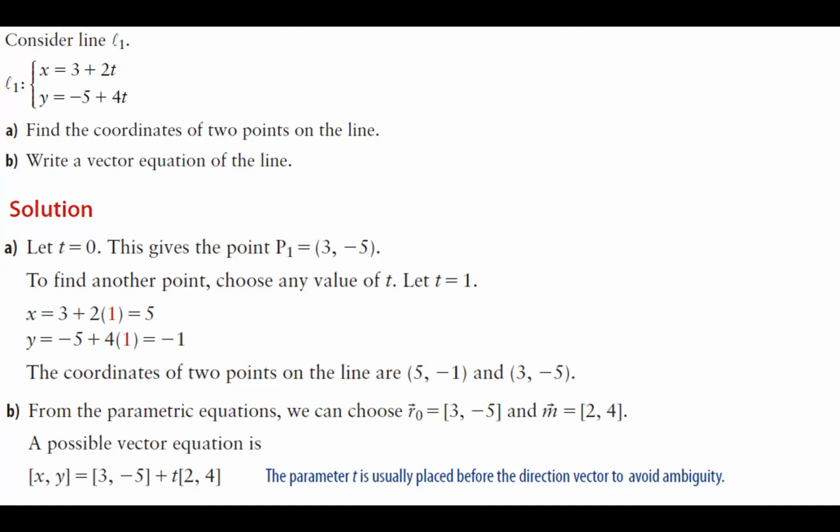Also, you can verify your result by converting the vector equation to the parametric equations. So from this vector equation, you can see that x equals 3 plus 2t, right? And y equals -5 plus 4t, which is exactly the parametric equation here. Okay, any questions?